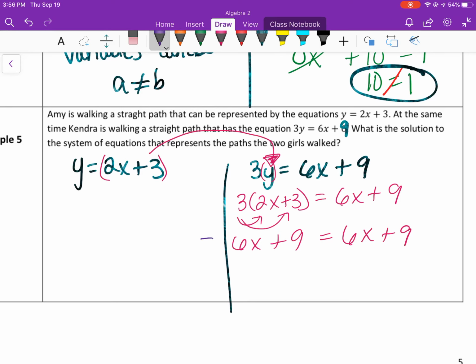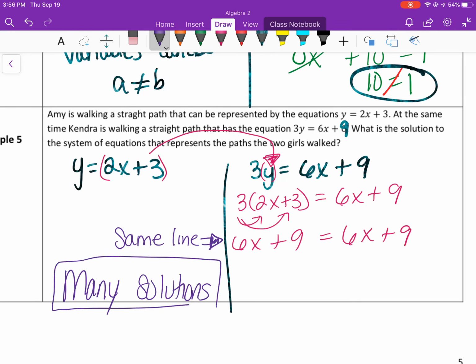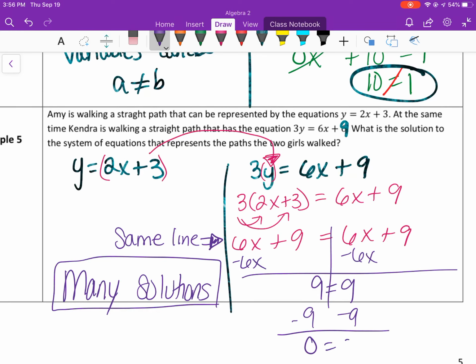And so right here, 6x plus 9 equals 6x plus 9. Hopefully you can see that these are the same line. They have the same slope, same y-intercept, so it's going to be many solutions. So if you can identify it there, or if you want to continue solving this, you could say, okay, I'm going to subtract 6x on both sides. Then I'm going to get down to 9 equals 9. If you get to 9 equals 9, that is true. So many solutions. Even if you went a step farther and subtracted 9 on both sides, you get 0 equals 0. Still true, many solutions.